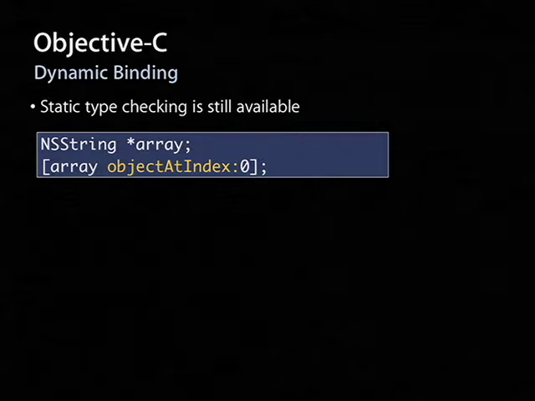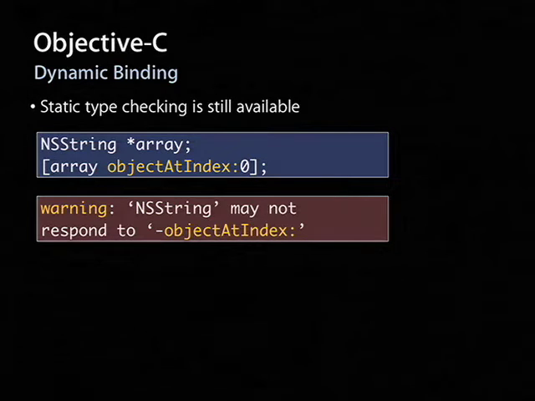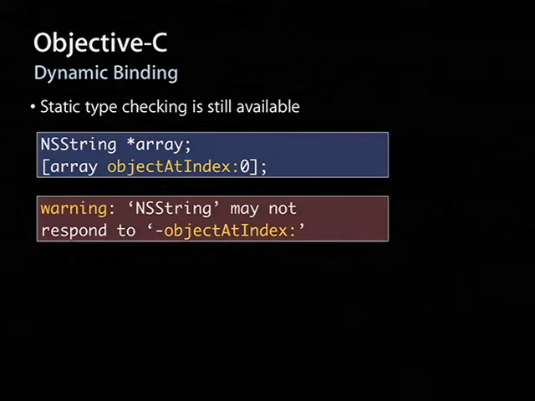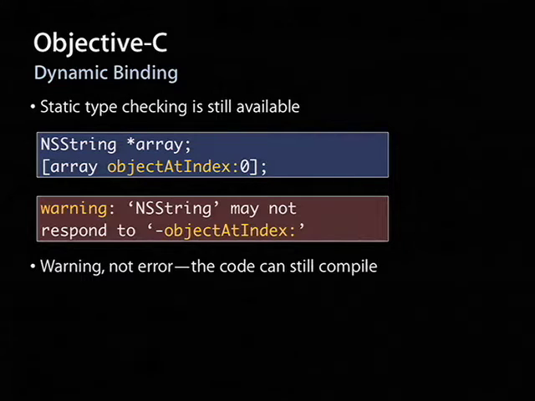For example, here's a variable called array. We meant it to be an array, but we typed it as NSString by mistake. We're calling an array method on it, objectAtIndex. The compiler is going to catch this. It's going to say, hey, NSString may not respond to this method. Are you sure you wanted to send this message to it? If it's an error, you can fix it. And if it's not, we'll see how to shut it up later. So the code will still compile. This is just a warning.